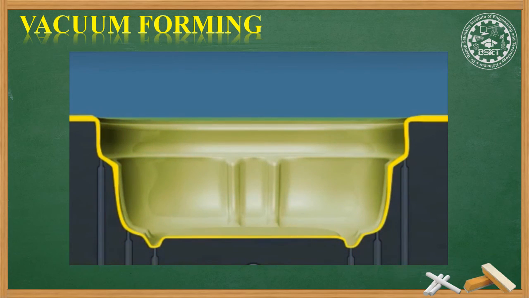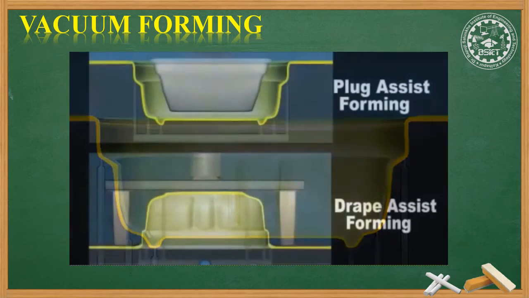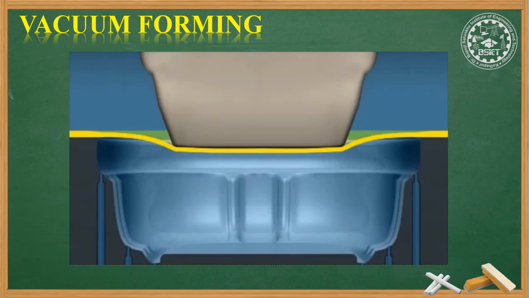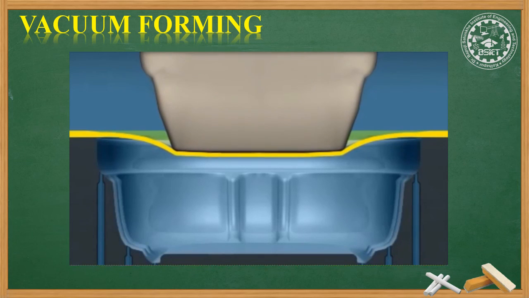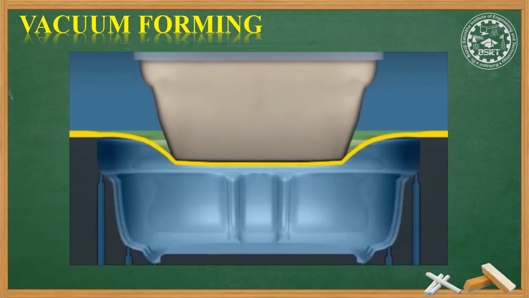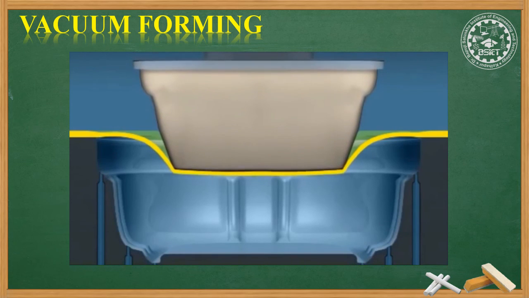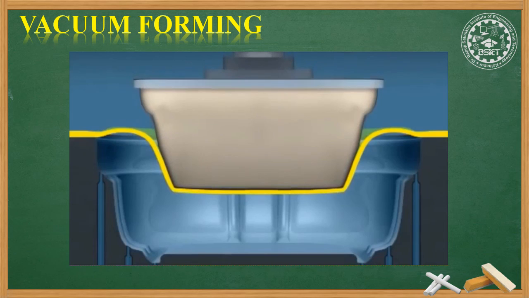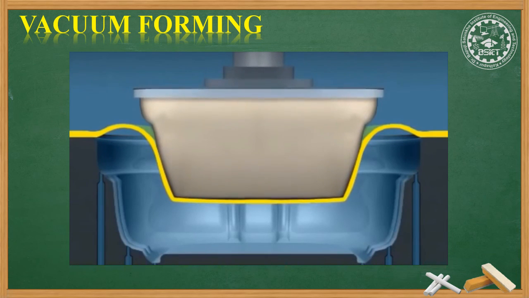There is very little control over part thickness. Plug assist and drape assist are methods to improve the sheet thickness distribution in thermoformed parts. In this example of plug assist, a plug moves into the sheet. Until the vacuum is started, air trapped under the sheet causes the plastic to billow and begin to climb up the sides of the plug.